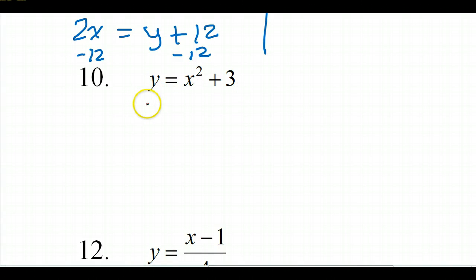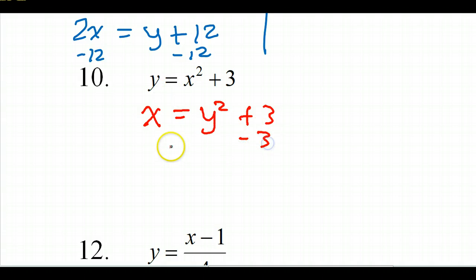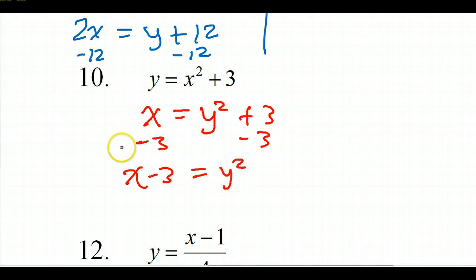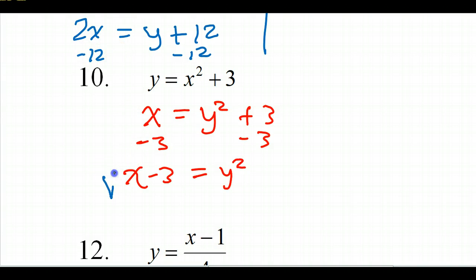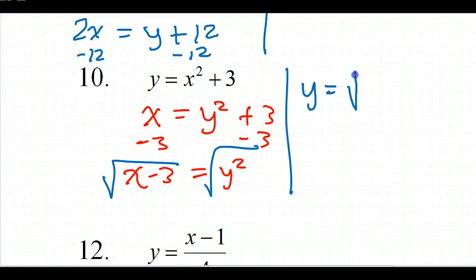Number 10, finding the inverse. This is going to be x equals y squared plus 3. We need to subtract 3 from both sides. This will be x minus 3 is equal to y squared. And just like before, we're going to take the square root of both sides. Again, technically this should be plus or minus, but we'll worry about that tomorrow. So this is going to be y equals the square root of x minus 3. Any questions on that one?